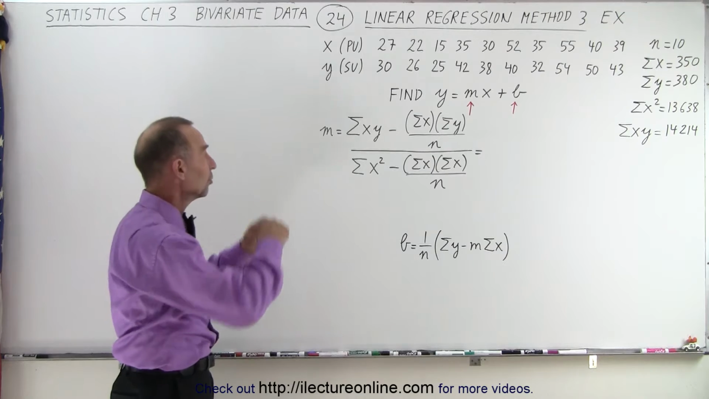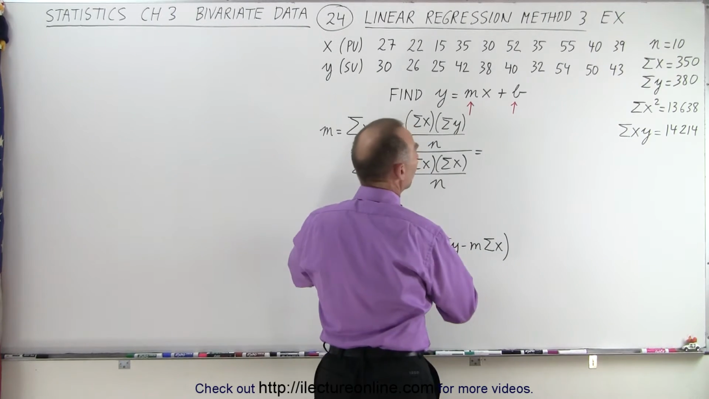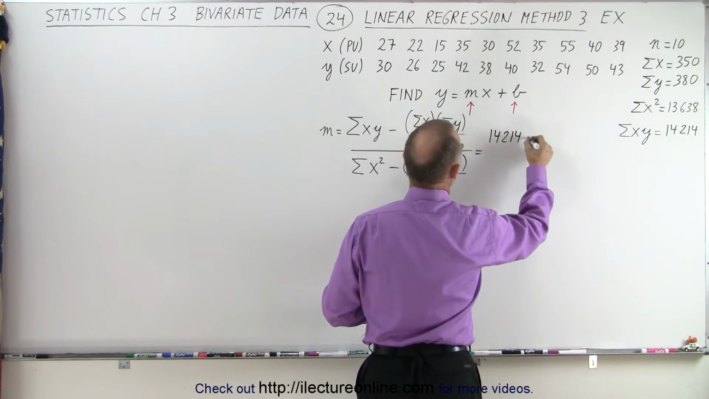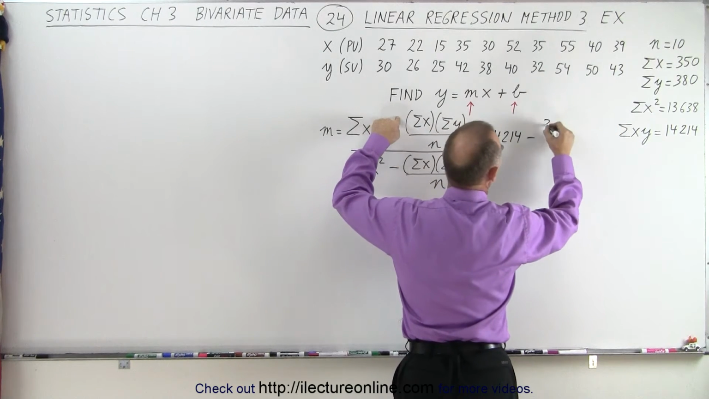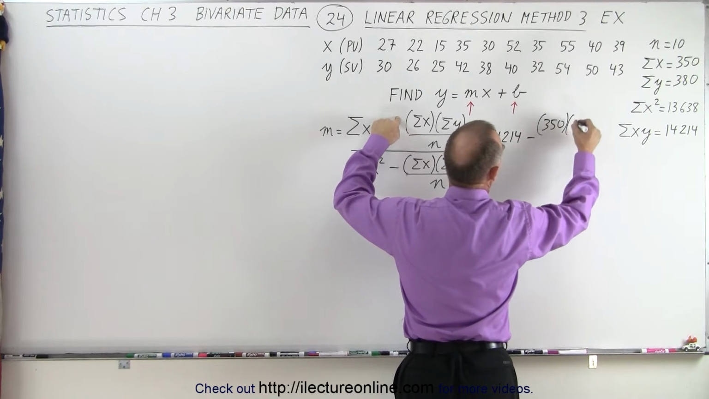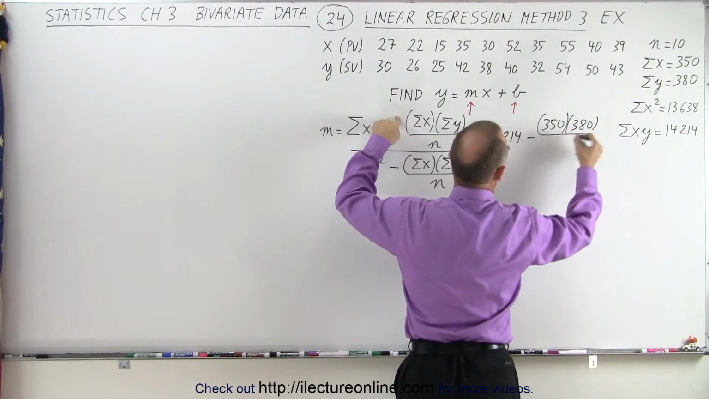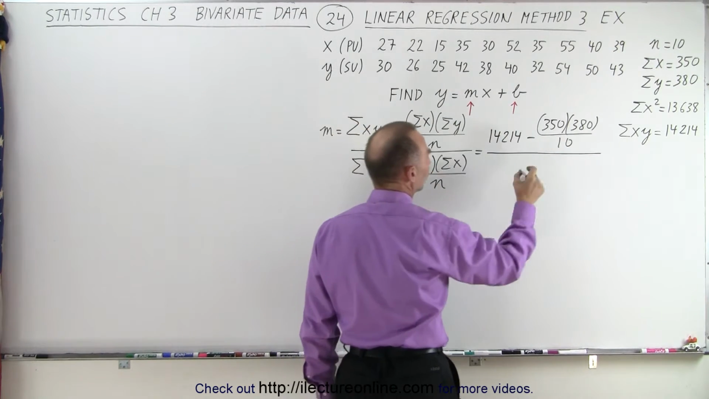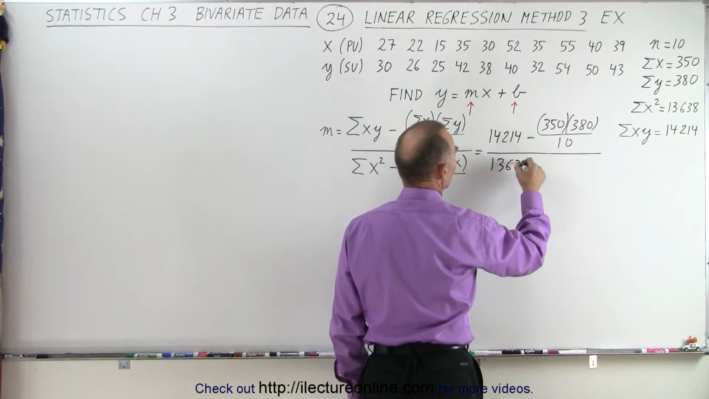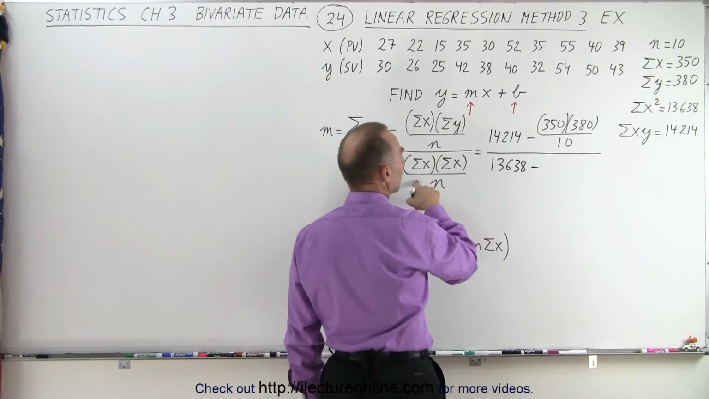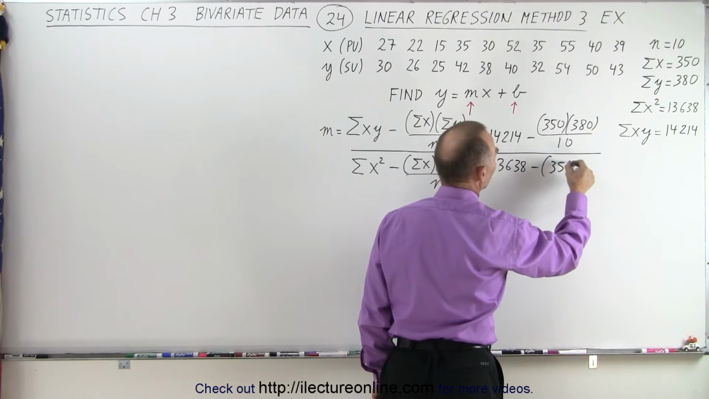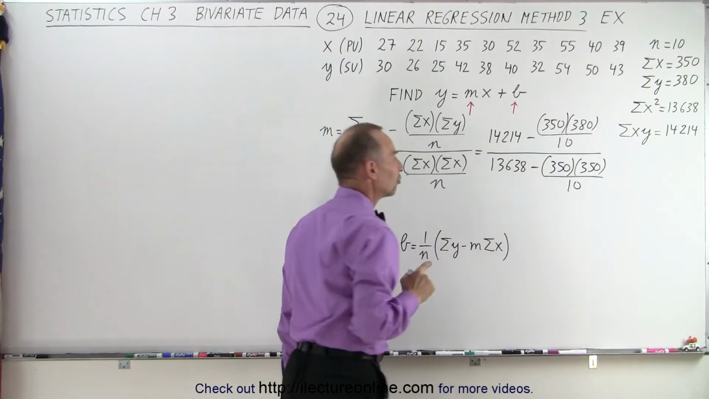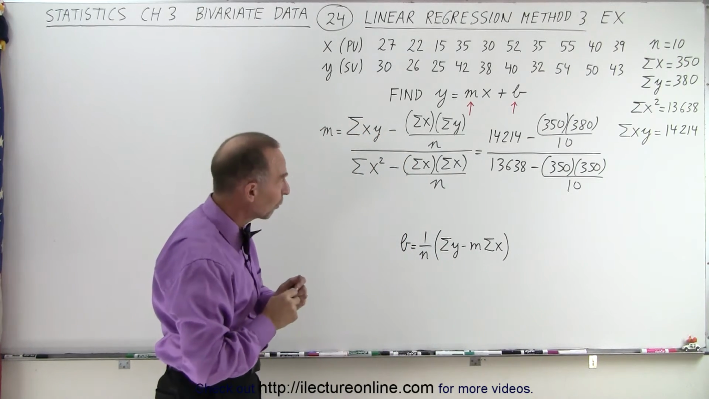Now we're ready to plug that into the equation. So the sum of all the x, y's is 14,214 minus the sum of all the x's, which is 350, times the sum of all the y's, which is 380, all divided by the number of data points, divided by, over here, the sum of all the x squareds, which is 13,638, minus the sum of all the x's times the sum of all the x's, so 350 times 350, divided by 10, and that should give us the value we're looking for, the slope.